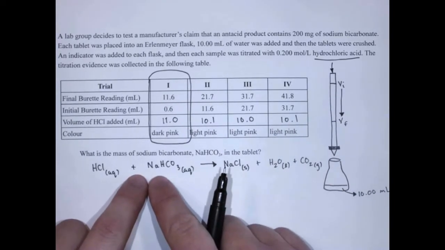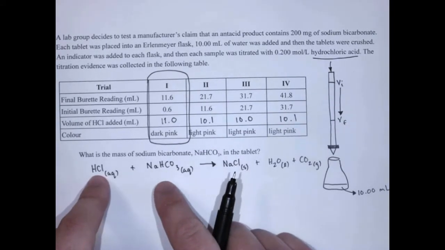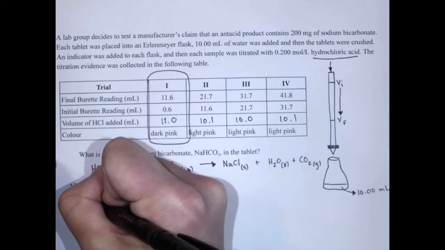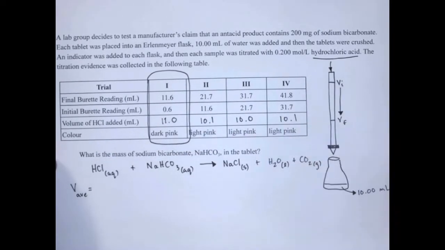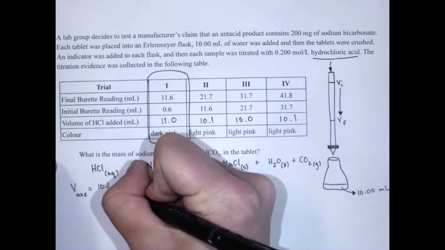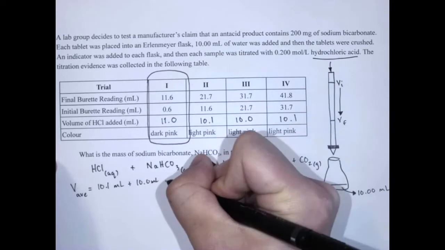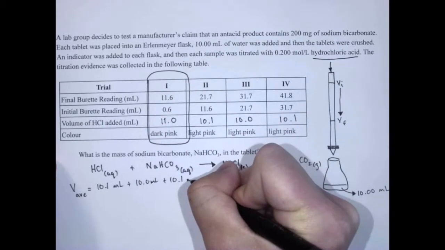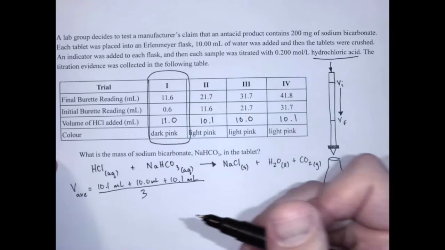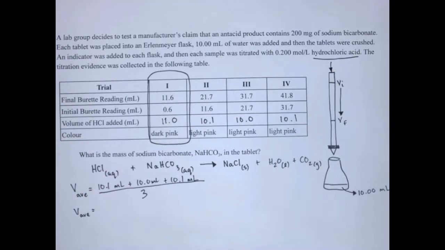Okay. Anyway, we're trying to neutralize the sodium bicarbonate with the hydrochloric acid, and we can determine the volume of hydrochloric acid by taking the average that we get from the 3 trials. So I can take 10.1 plus 10.0 plus 10.1, and I divide it by the number of trials I did to get those numbers.